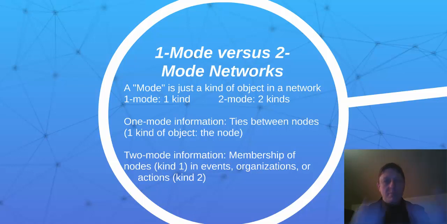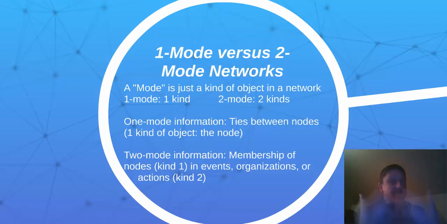So when we think about one-mode information in a network, we're thinking about ties between nodes. There's just one kind of object in that network, nodes, and their relationship to one another. Two-mode information in a network involves just a little bit more complexity, just two kinds of objects. Now we have nodes and the things nodes belong to, the things they're affiliated with, the memberships that those nodes have in events, participating in events, in organizations, being members of organizations, or actions, taking part in an action.